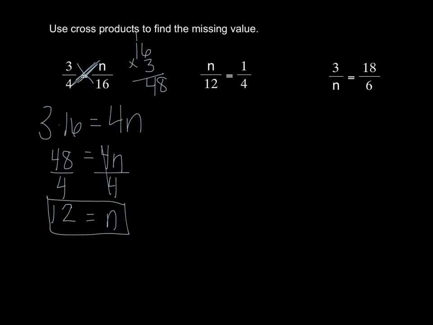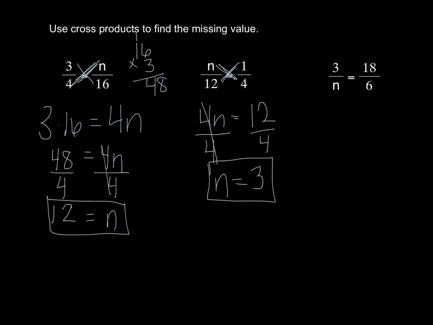All right, let's try another using cross products. Another 4n. 4n equals 1 times 12, which is 12. All I'm doing is multiplying going across, going diagonally really. So then I would divide by 4, divide by 4. My 4's would cross out. I'm left with n equals 3.